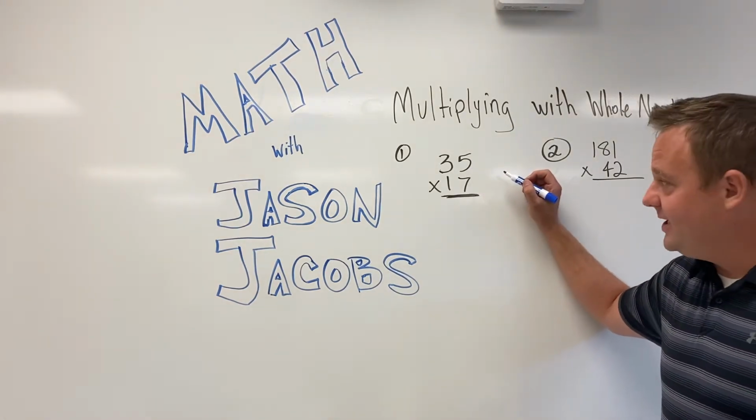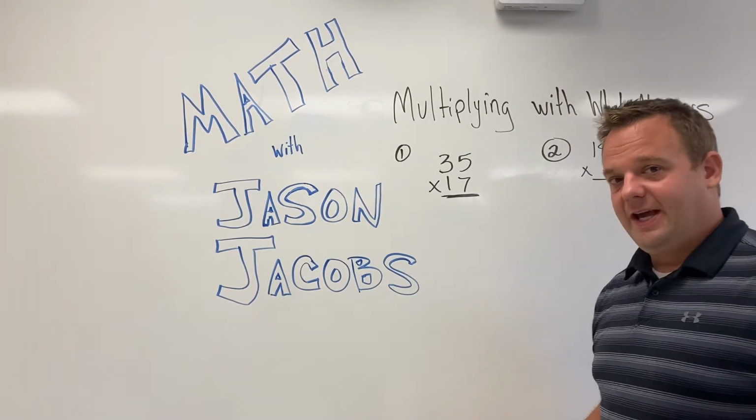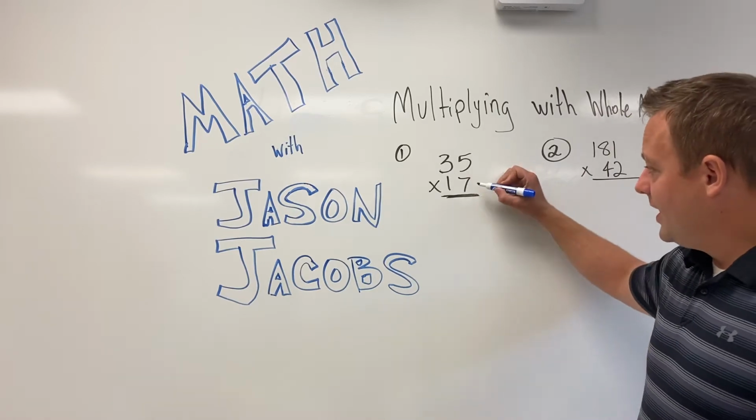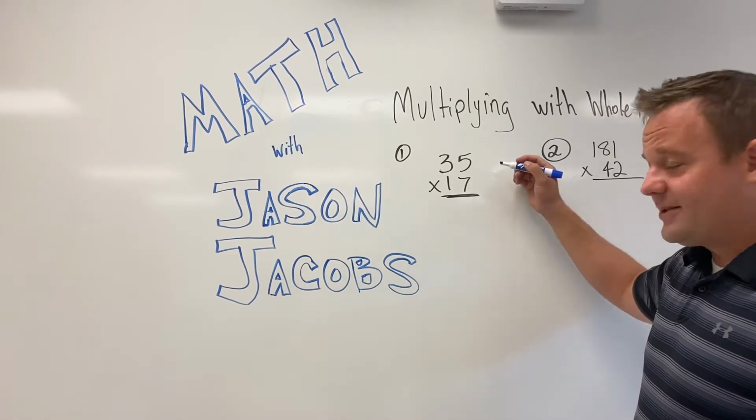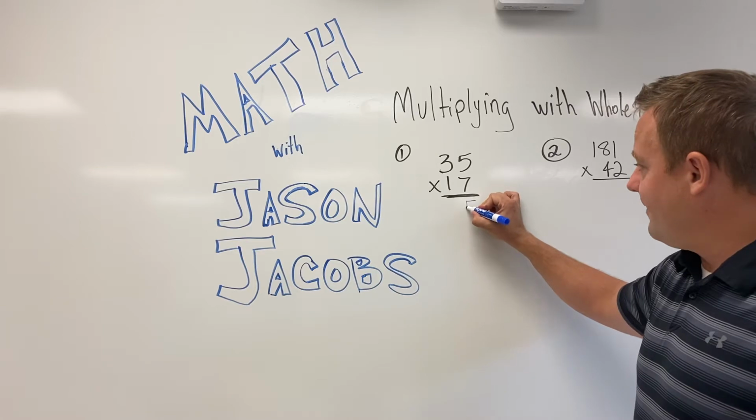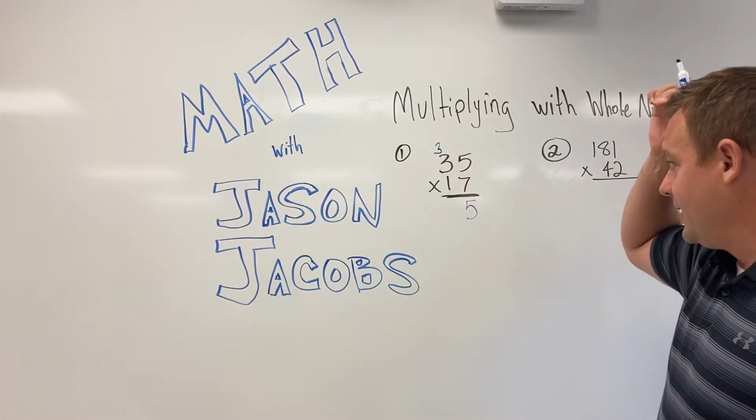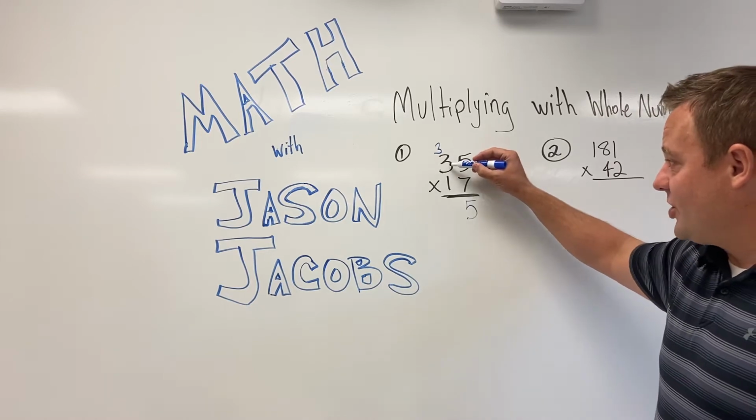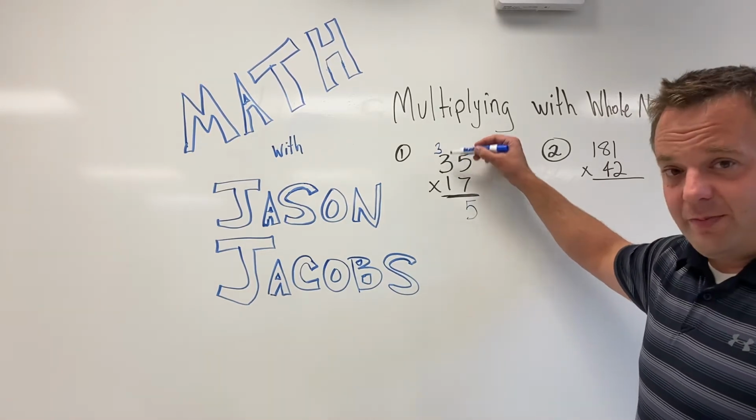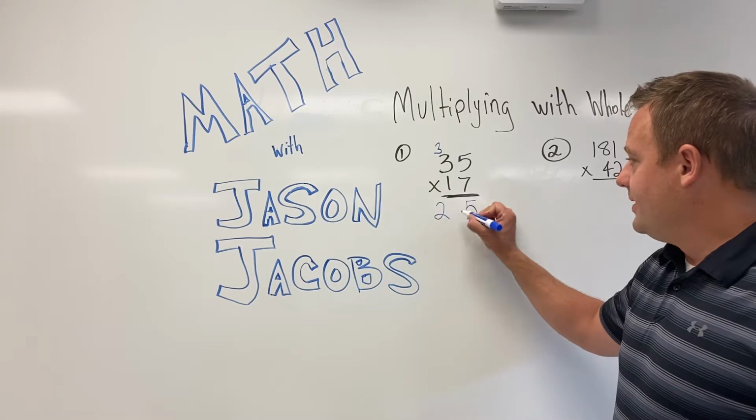35 times 17. I'm going to try to teach this to you quick and the easiest way possible. So 7 times 5, that's 35. So the 5 goes here, and we're going to carry the 30, which we'll just put a 3 there. And now 7 times 3 is 21, plus 3 is 24. So that's how that works.